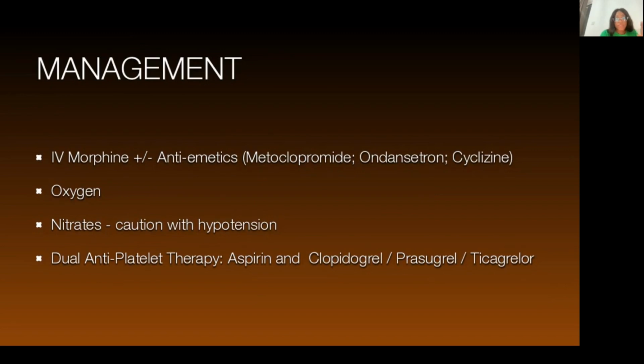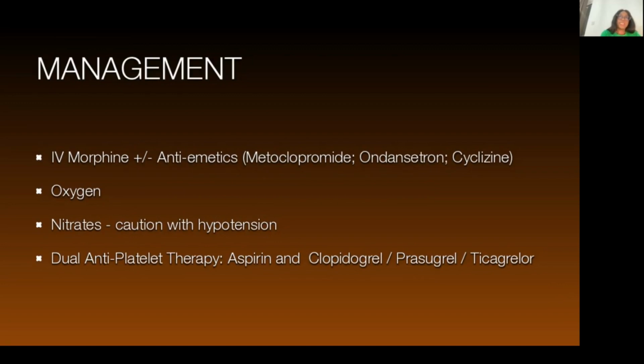So you can give metoclopramide, but you want to be cautious with metoclopramide if the patient has Parkinson's, okay? Because you can have dystonic reactions, all right? And you want to be cautious in the young females, okay? Because they can also have dystonic reactions as well, all right? Tardive dyskinesia. In that case, you can give alternatives like ondansetron or cyclizine.